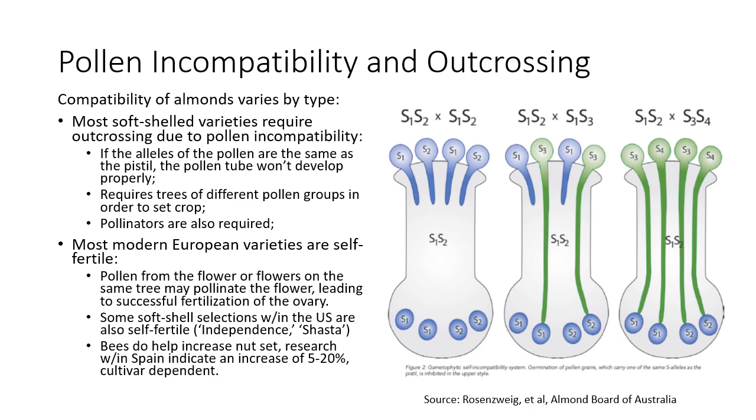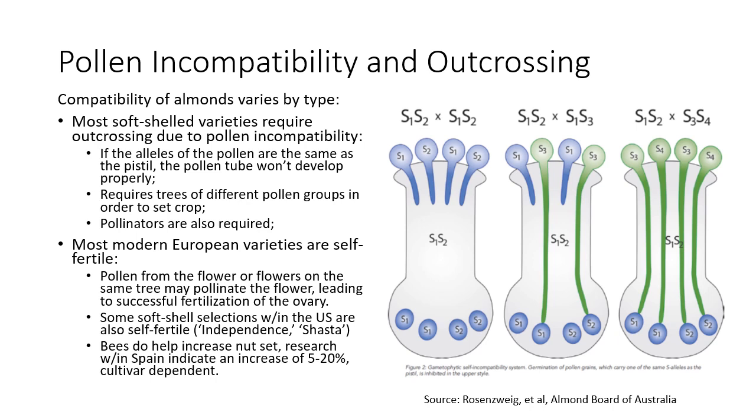The mechanism of pollen incompatibility within almonds is known. An almond pollen containing the same S allele as the pistil will not be able to fertilize the ovary. These pollen grains begin to develop, but fail to grow through the style. The first scenario in the image provided by the Almond Board of Australia demonstrates this. Pollen grains containing different S alleles are able to grow through the style, eventually reaching the ovary, fertilizing the ovule.